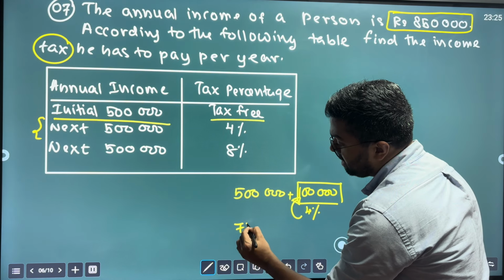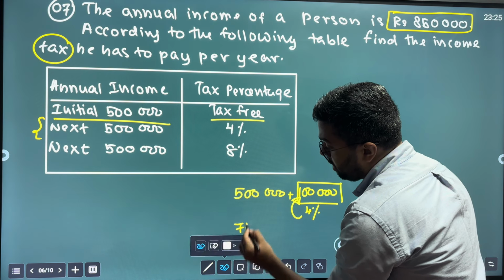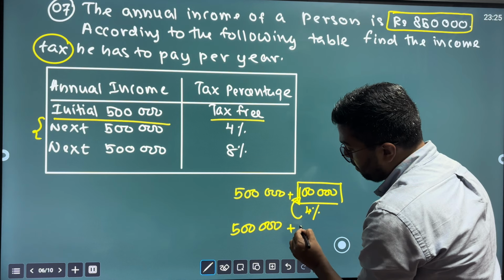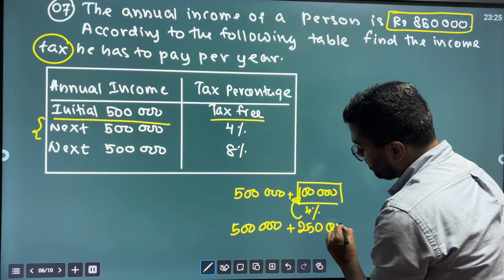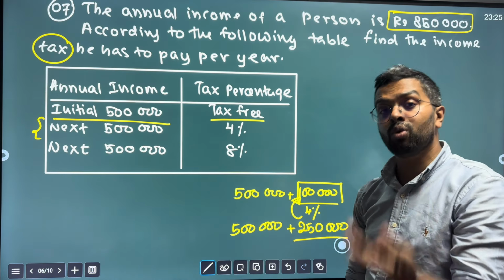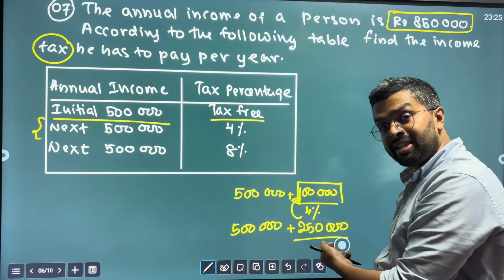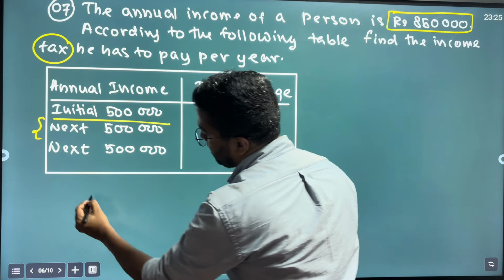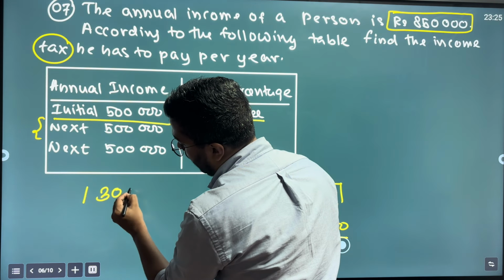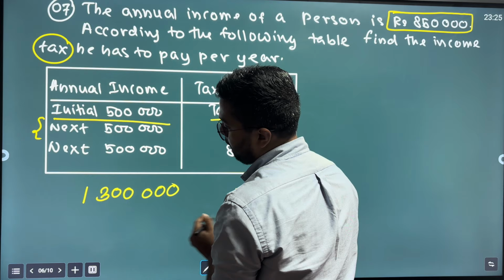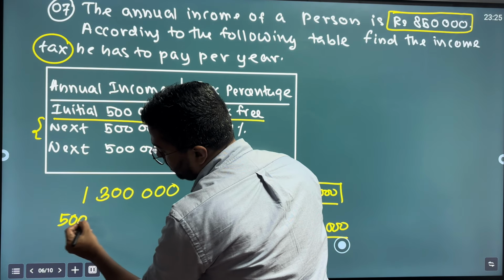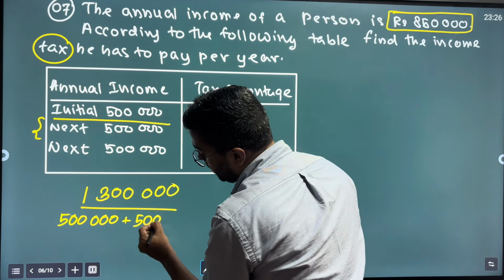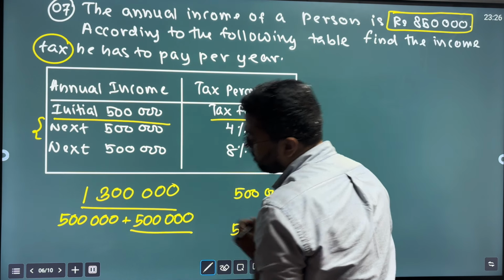If your annual income is, let's say, 750,000 rupees, then the first 500,000 rupees will be tax free. But after the first 500,000 rupees, you are earning an additional 250,000 rupees. This is a taxable income. You have to pay 4% out of this. Again, another example, 1.3 million. Let's say your annual income is 1.3 million, right? First 500,000 tax free. Now you will be earning in the second part all the 500,000 rupees.